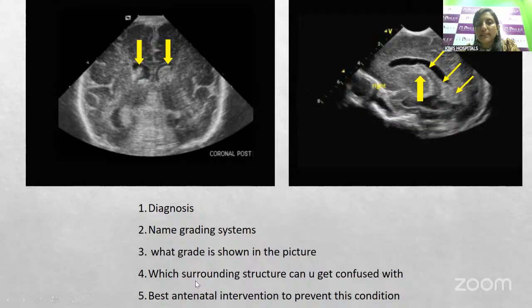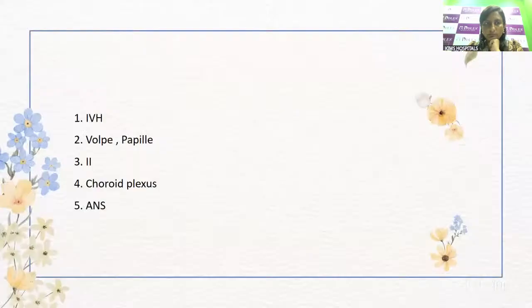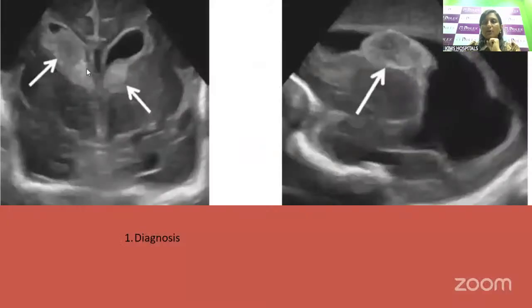And what is the best antenatal intervention to prevent this condition? Antenatal steroids are the best intervention to prevent IVH. So let's go to the next one. Identify the diagnosis and the grade of IVH. You can type in the chat box.